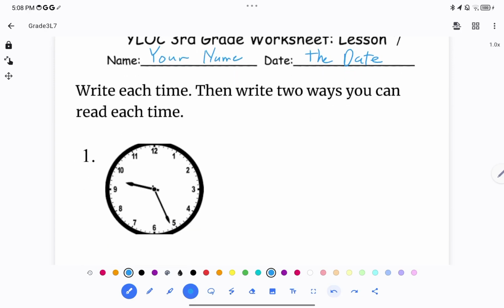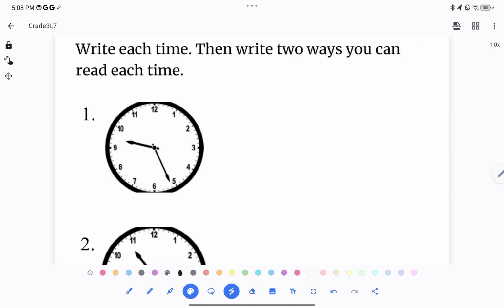Write each time and write the 2 ways you can read each time. So it looks like we're going to be reading clocks and reading the time off of them. The trick is that the shorthand is the hour hand. It tells you how many hours there are, and this longhand is the minute hand, which tells you how many minutes there have been.